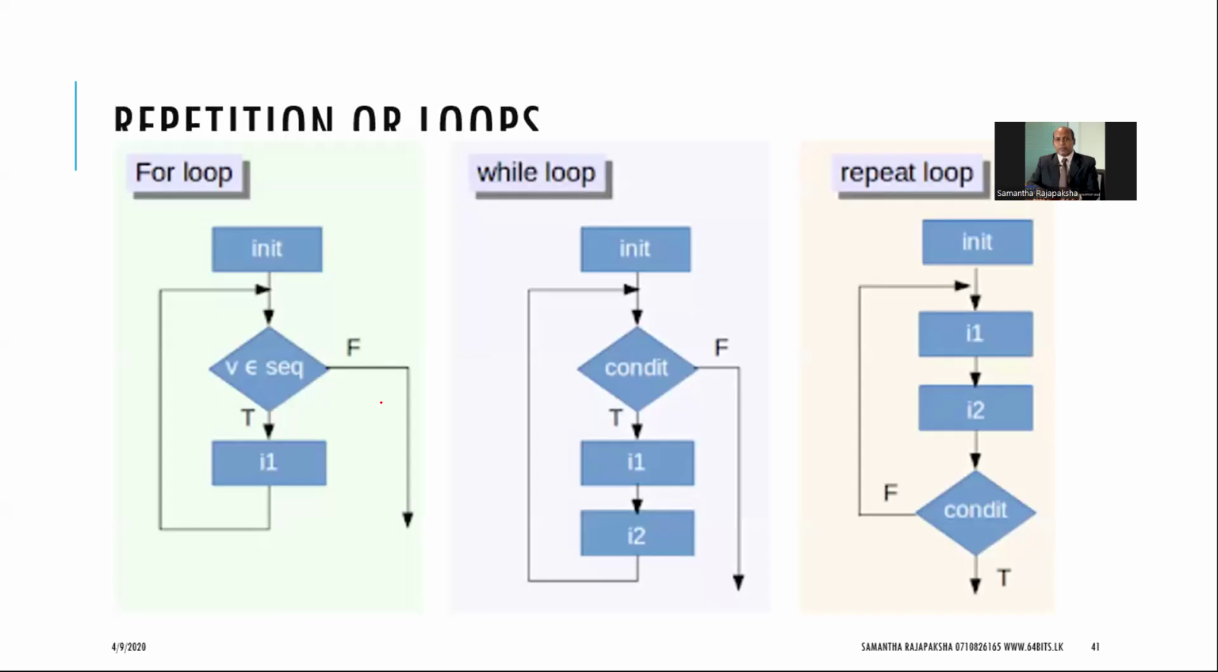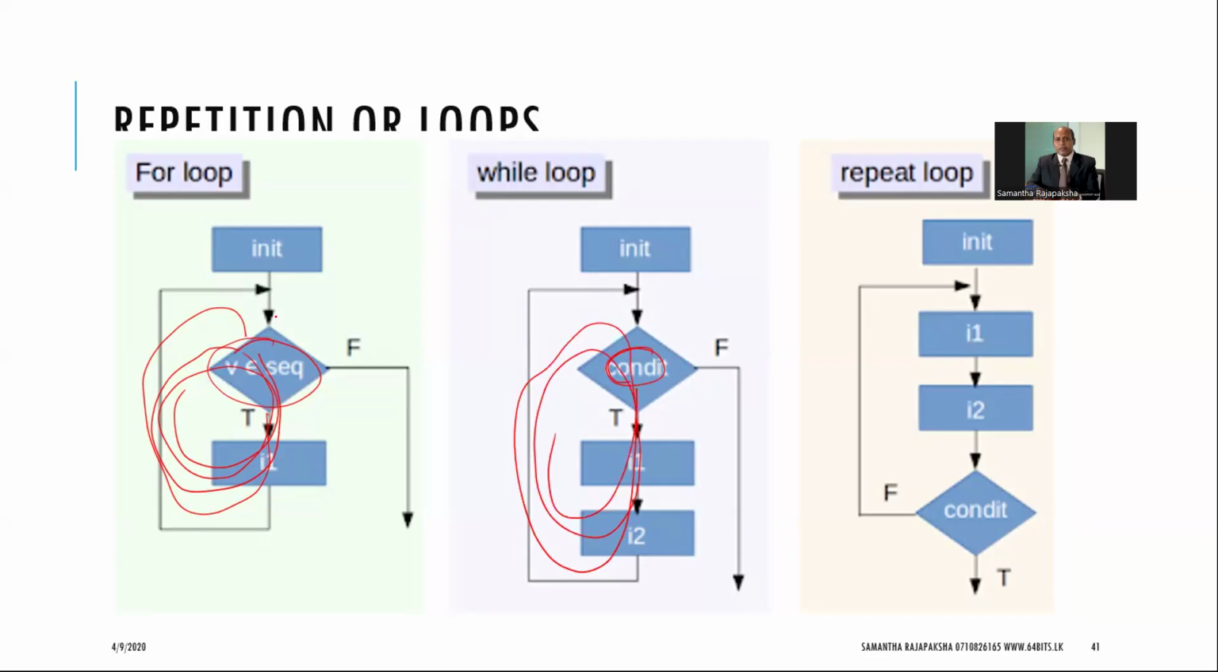Then when you take the loops, there are three types: for loop, while loop, and repeat loop. For loop and while loop are almost the same, similar. But the repeat loop is a bit different. In the for loop and while loop, you have a condition, and this must be tested first. If the condition is true, execute this. Again, come back and check the condition. If it is true, execute this. While the condition is true, it executes. For loop is also the same. You have a condition here, and if the condition is true, it rotates. So this will be running until that condition is false.